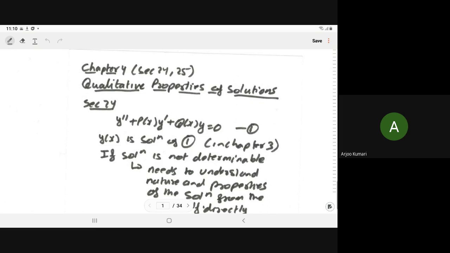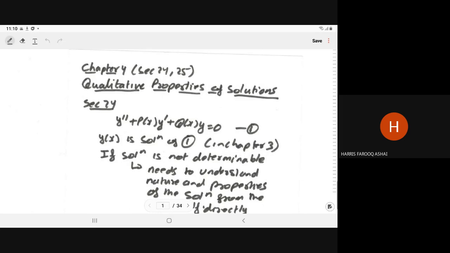Now, whatever you have studied in chapter 3, there we had a differential equation, and through different methodologies, under different conditions, we have determined the solution. But can you solve all kinds of differential equations? Sir, all kinds of differential equations are solvable? Yes, sir, we have done 3 chapters.